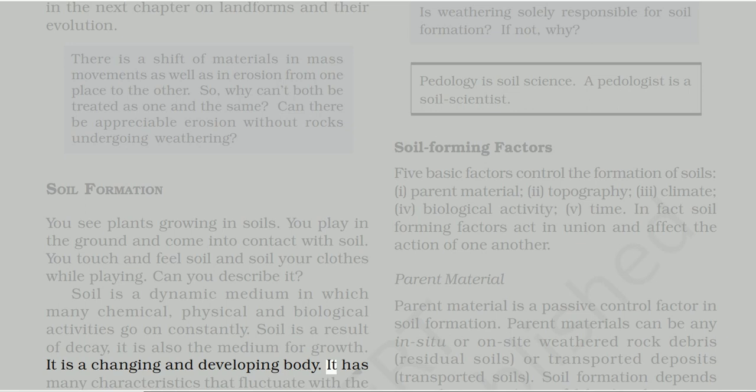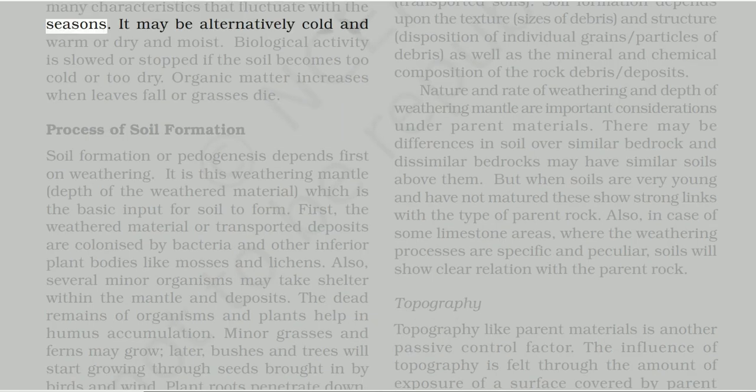It has many characteristics that fluctuate with the seasons. It may be alternatively cold and warm or dry and moist. Biological activity is slowed or stopped if the soil becomes too cold or too dry. Organic matter increases when leaves fall or grasses die.